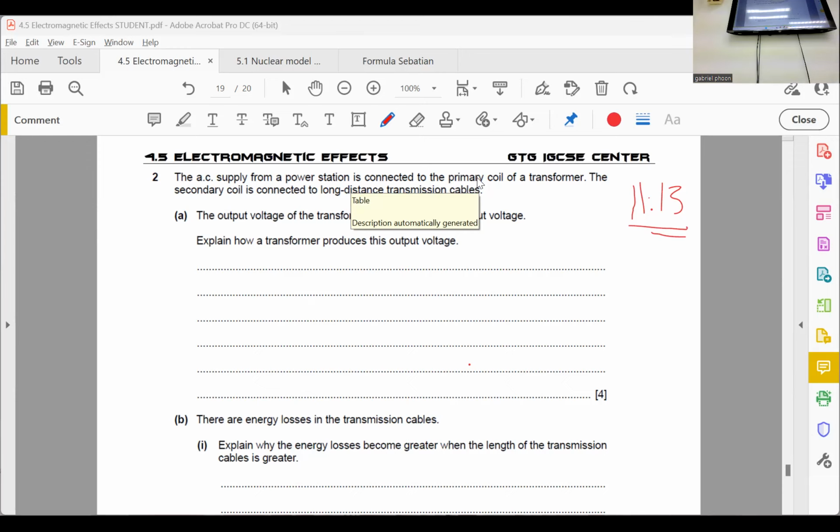We are going to explain how a transformer works. I told you before, right? Four marks for sure is going to be explaining how the whole transformer works. Yeah, write that down. AC current flows through the primary coil.